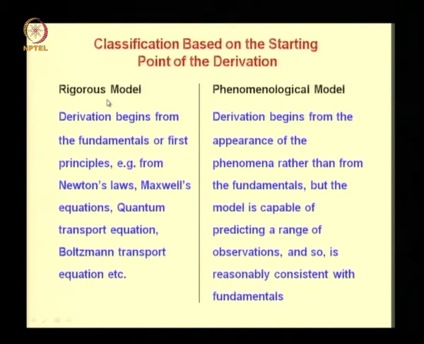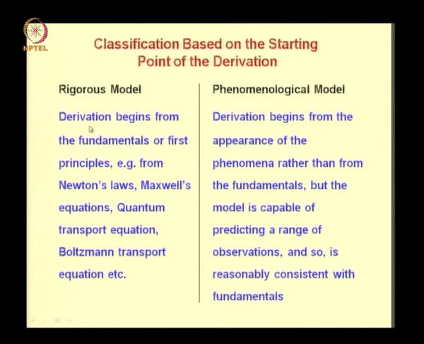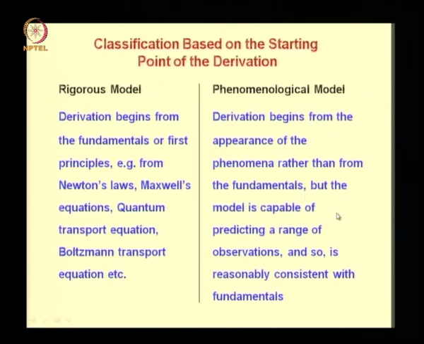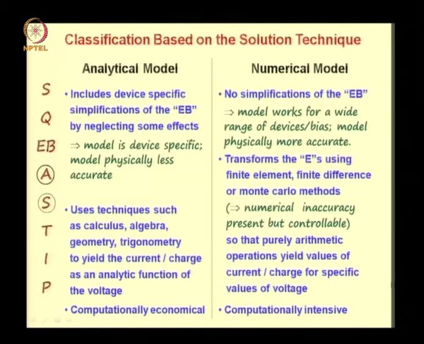So, you have rigorous models and phenomenological models in this class. In rigorous models, the derivation begins from the fundamentals or first principles, for example from Newton's laws, Maxwell's equations, quantum transport equation or Boltzmann transport equation. While in phenomenological model, the derivation begins from the appearance of the phenomena rather than from the fundamentals, but the model is capable of predicting a range of observations and so is reasonably consistent with fundamentals. Classification based on the solution technique.